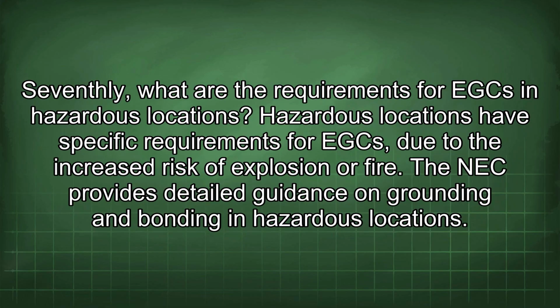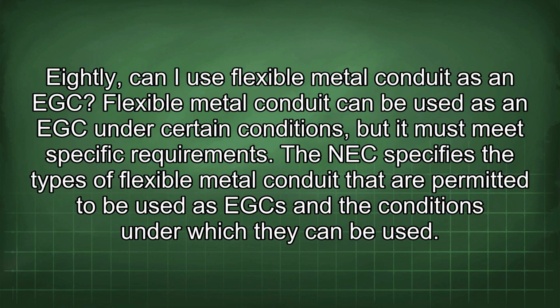Seventhly, what are the requirements for EGC in hazardous locations? Hazardous locations have specific requirements for EGC due to the increased risk of explosion or fire. The NEC provides detailed guidance on grounding and bonding in hazardous locations. Eighthly, can I use flexible metal conduit as an EGC? Flexible metal conduit can be used as an EGC under certain conditions, but it must meet specific requirements. The NEC specifies the types of flexible metal conduit that are permitted to be used as EGC and the conditions under which they can be used.